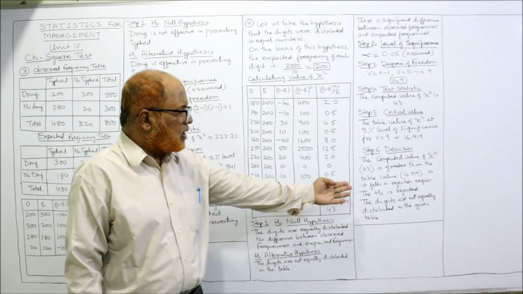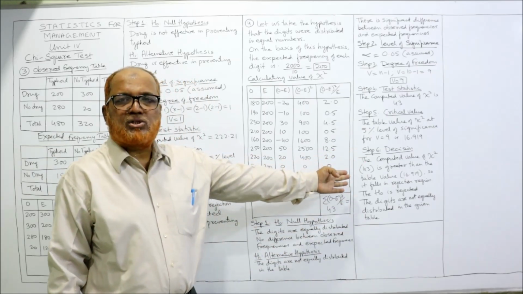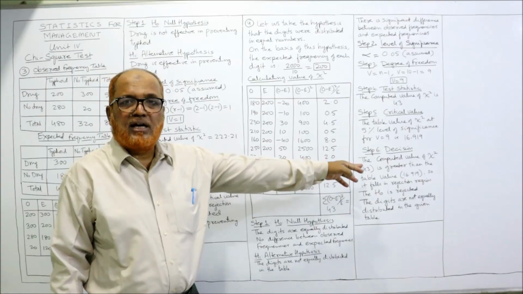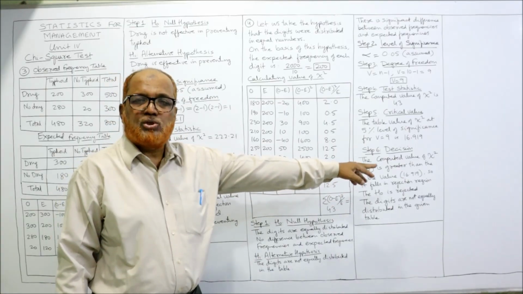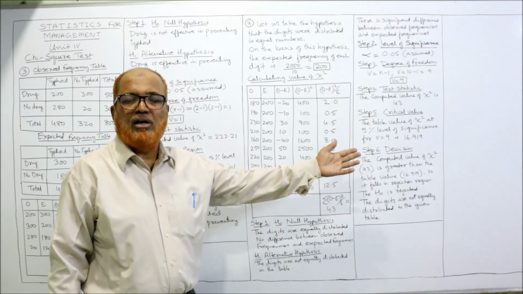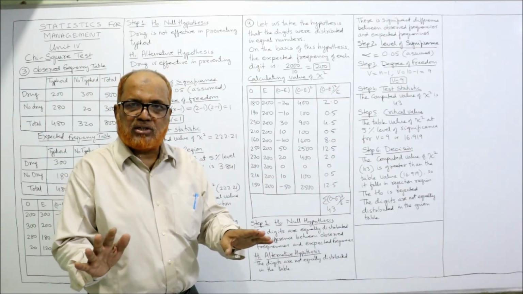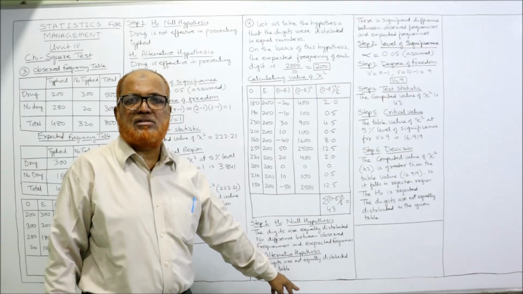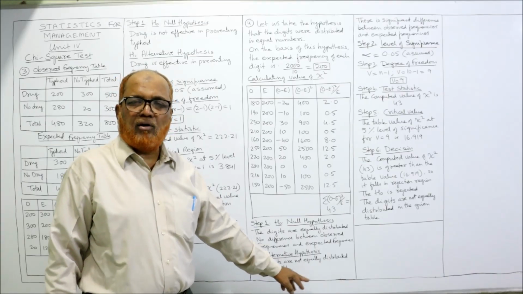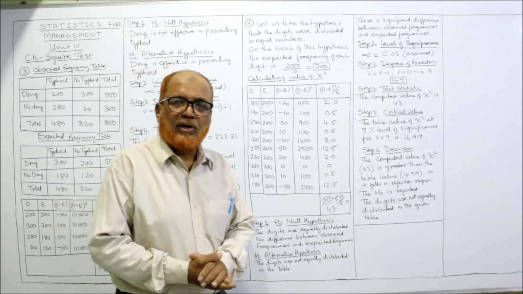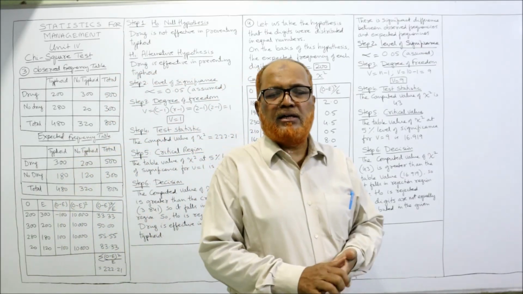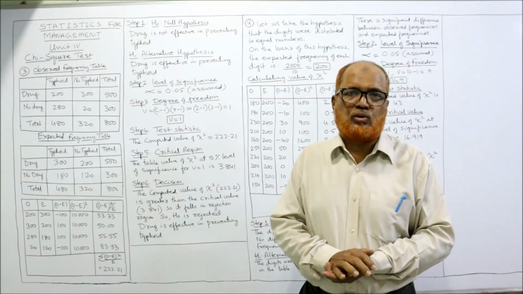And in the decision, you should write down that the computed value of chi-square 43 is greater than the critical value 16.919, so it falls in the rejection region. The null hypothesis is rejected. The alternative hypothesis is accepted: the digits are not equally distributed. That's all. So two problems I have explained in detail, that is the third and fourth.